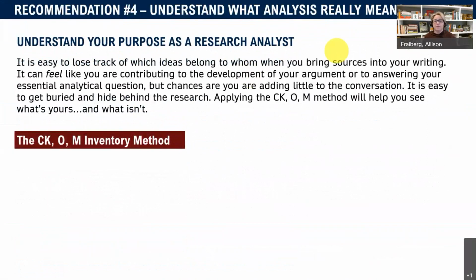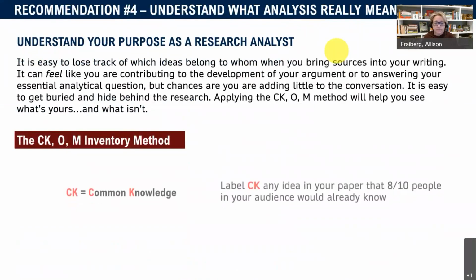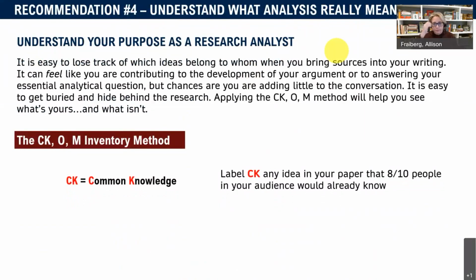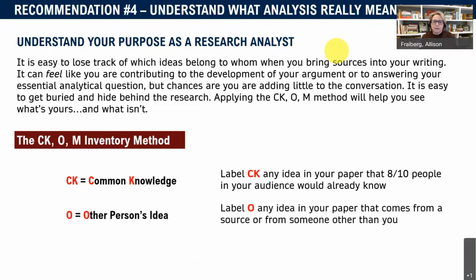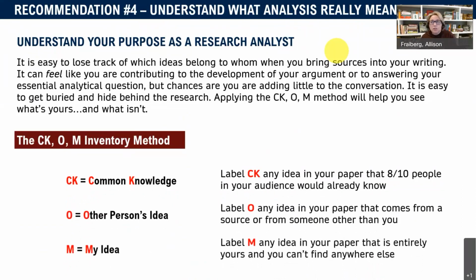I call it the CKOM inventory method. And again, this is meant to be done after drafting. And what you do is you go through your paper and you label anything that's kind of common knowledge, anything that 8 out of 10 people would know, just label it CK. Anything that's somebody else's idea, put an O beside it. And then anything that really is your idea that you didn't get from somewhere else and that isn't common knowledge, give it an M.